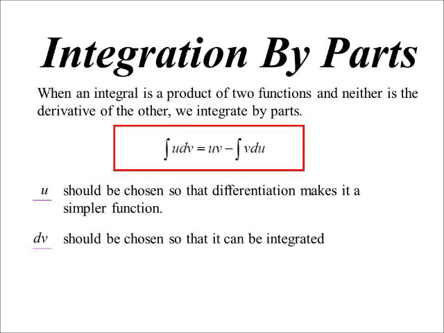All right, so let's have a look at this. Integral of x sine x. I've got two functions multiplied together. I've got x times sine x. I can't create the derivative of one in the other. So, all right, I'm going to look at it. I said I'm going to choose u which will make it simpler. Well, if I make u equal to x, when I differentiate that, I get 1. That's certainly simpler than x.